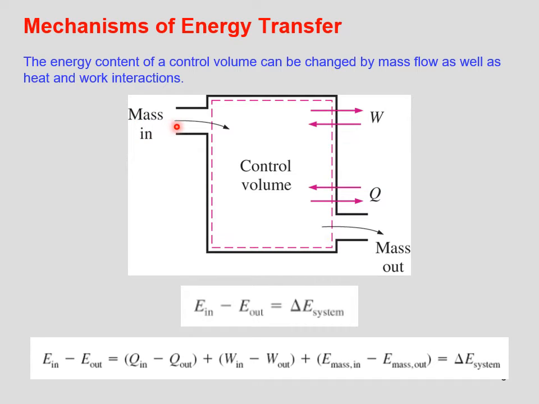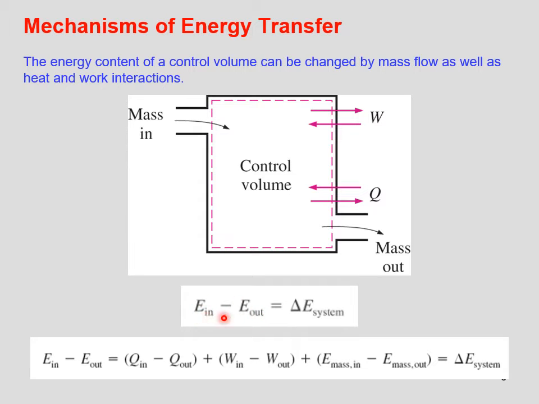So mass can pass through the boundary into the control volume. Mass can leave the system through the boundary. You can also have work being done on the system, or the system doing work on the environment. That's W. You can have heat flow into the system across the boundary, or heat flow out of the system across the boundary. But the change in energy of the system inside is equal to the difference between how much energy comes in and how much energy comes out.